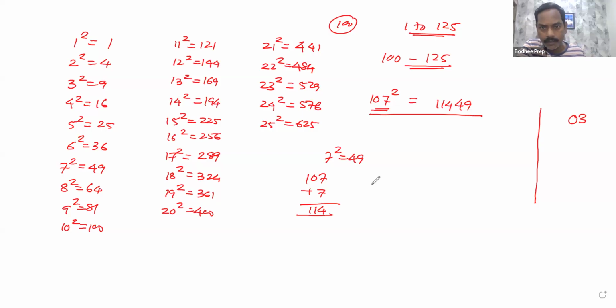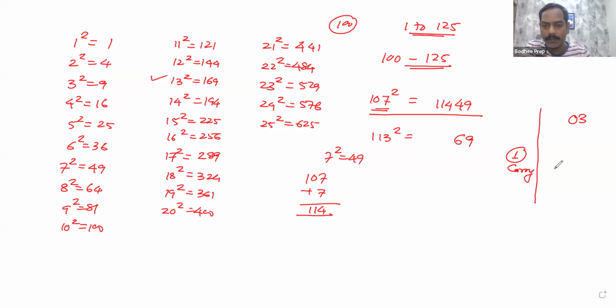Next, let us assume that the number is 113. This number is 13 more than 100. So what is the square of 13? The square of 13 is 169. Now in this case, I'm getting a 3-digit number, but we have to only write the last 2 digits. So we'll be writing 69, and we'll keep 1 as carry forward.